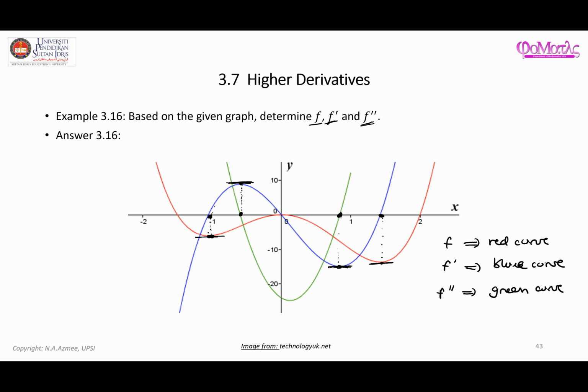And I hope you can see that as the derivative gets higher, the graph looks less complicated. For example, the red graph here is more complicated. This is the red graph. It is more complicated compared to the graph of the second derivative. So the graph of the second derivative is this one. This is just a quadratic function.